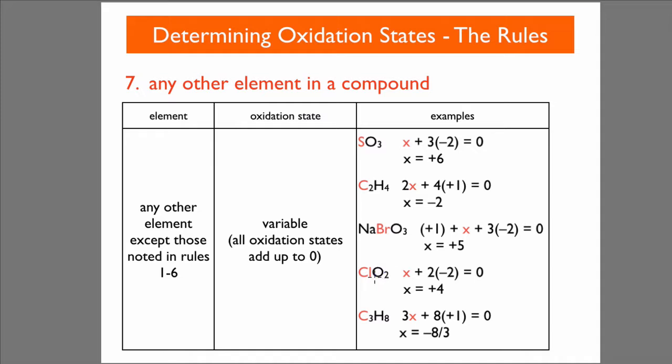Chlorine and oxygen. Oxygen, -2. There are 2 of them, so 2 times -2 gives us -4. The overall charge must be 0. So X has got to balance -4. So it must be +4.